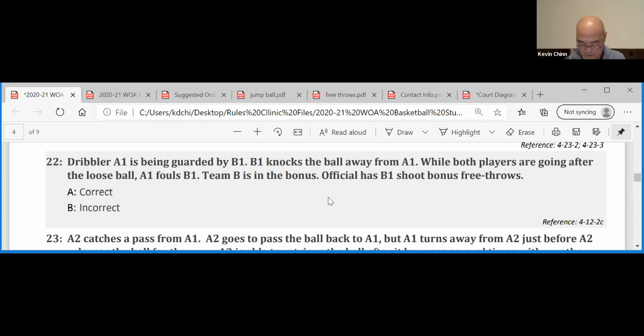This question is a definition of a team control situation. Just because A1 loses the ball and it hasn't gone out of bounds and is just bouncing around, it's still technically in team A's team control. So when team A commits a foul, it's considered a team control foul. Do we shoot team control fouls if we're in the bonus? Or anytime?